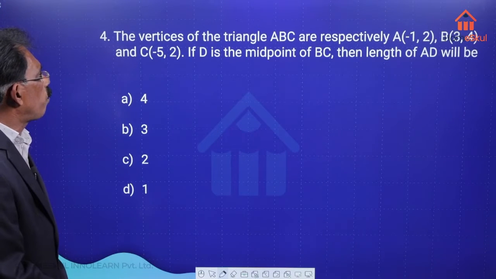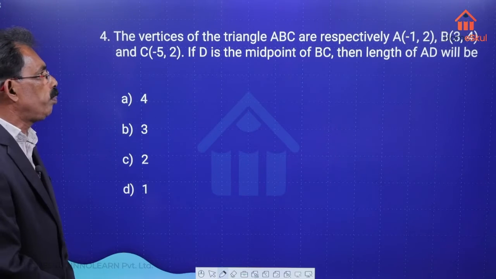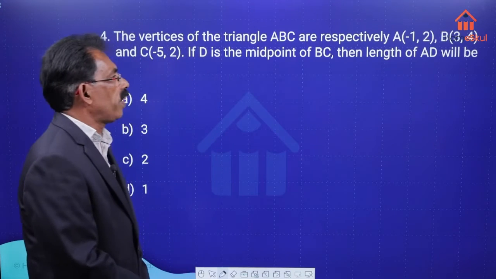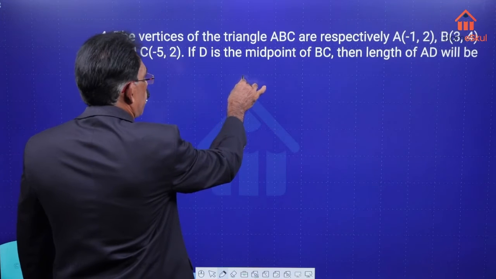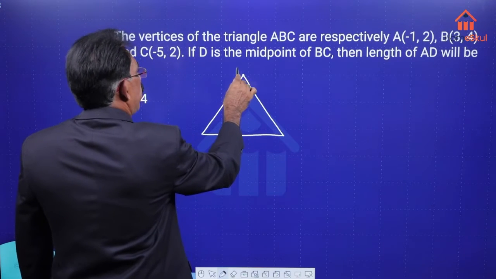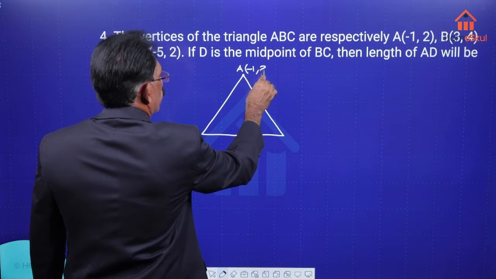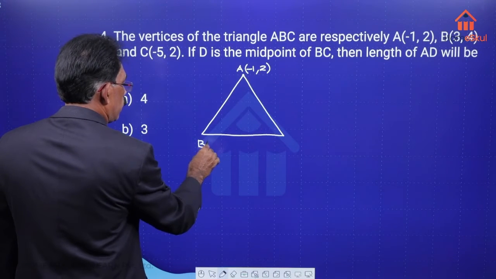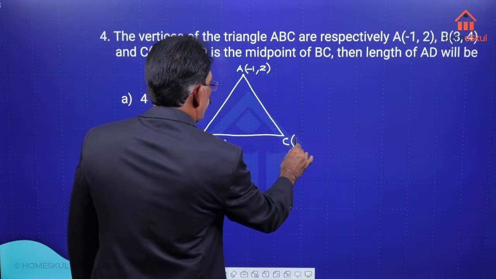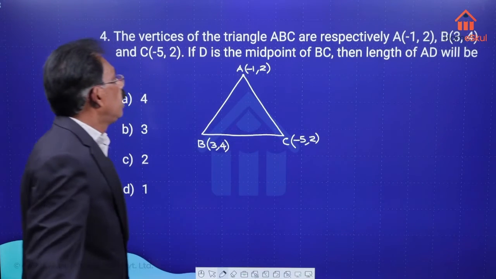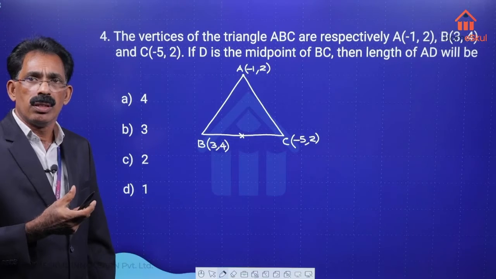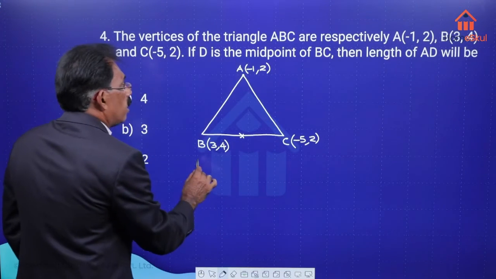Question number 4. The vertices of a triangle ABC are respectively A (-1, 2), B (3, 4) and C (-5, 2). If D is the midpoint of BC, then the length of AD will be, look, A (-1, 2) here, B (3, 4), C (-5, 2), isn't it? And D is the midpoint of BC. How do you find out the midpoint? What to do? Then look, BC midpoint.